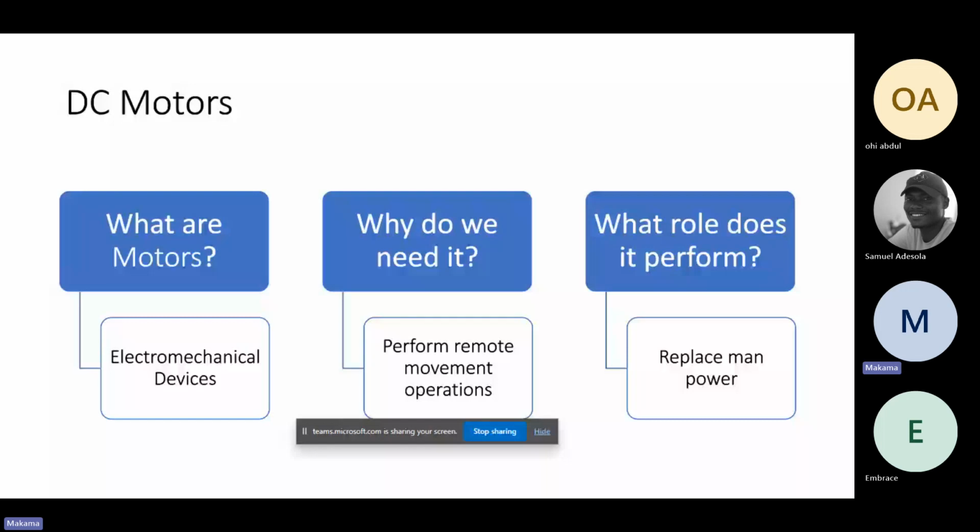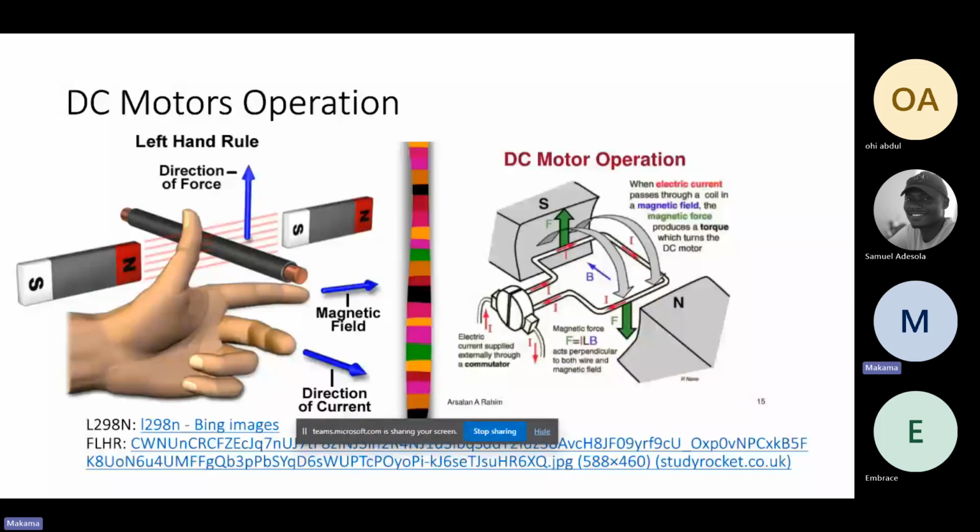You are just resting. I don't want to go into details, but this is just the operation of the motor. The links below are the references for each image. The first link is for the L298, and the second link is for Fleming's left hand rule. If you want to explore this further, you can go to the links or Google DC motor operations, because we don't want to waste much time on the operations.